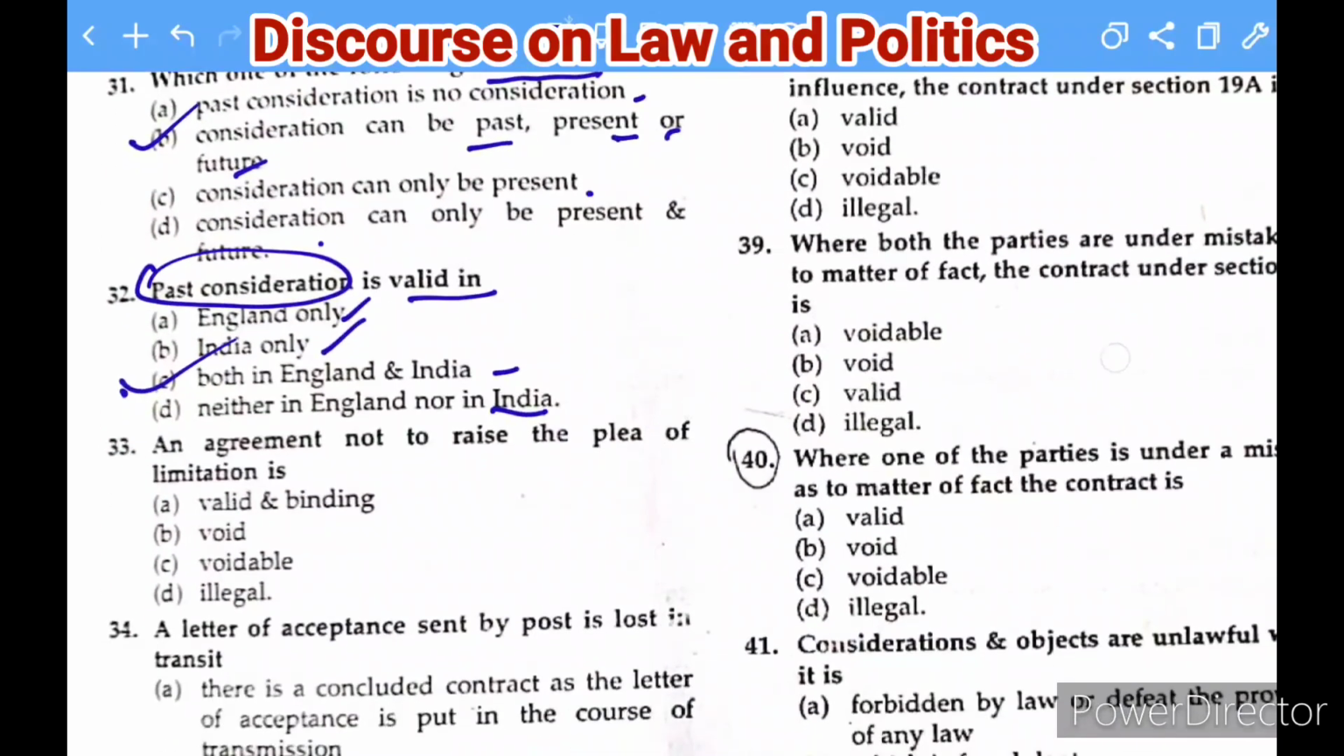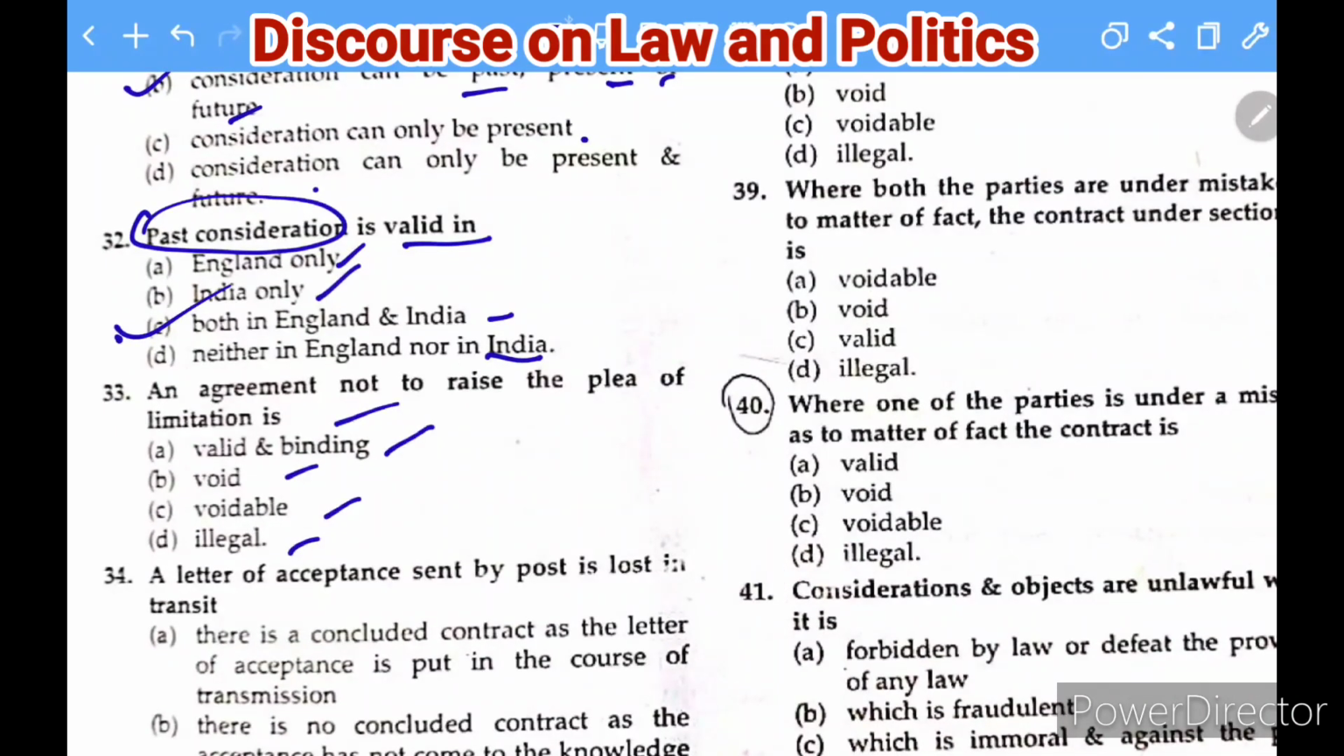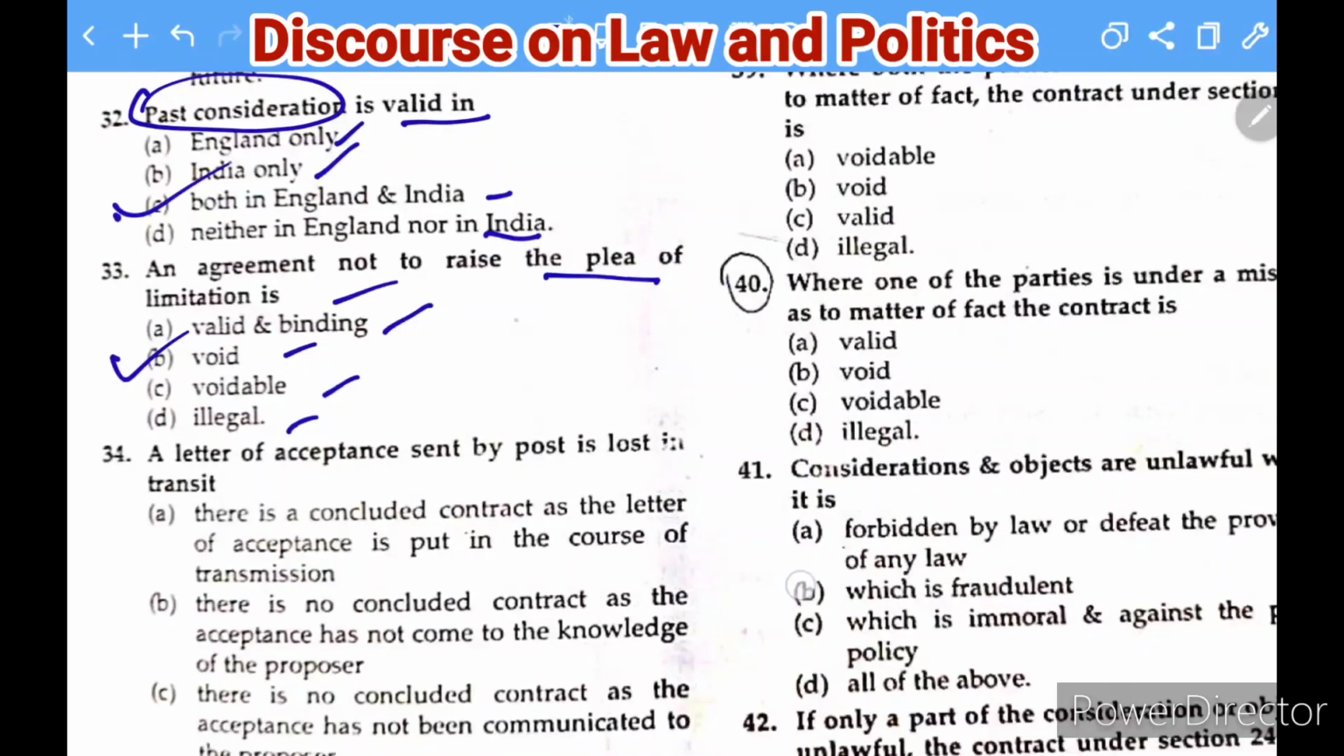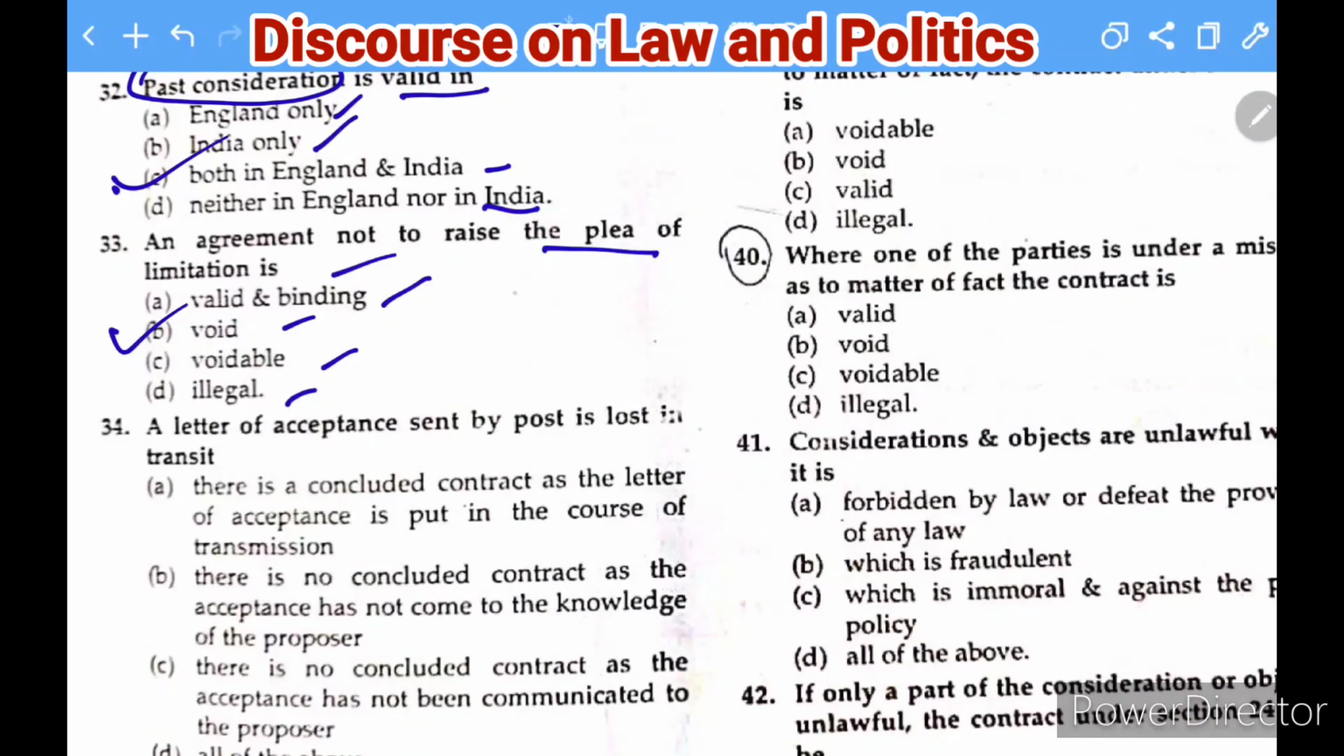Moving to the next question, question number 33. An agreement not to raise the plea of limitation, is it valid and binding, void, voidable, or illegal? So give your answer. Waiting for your response. Give your answer through the chat box. Yes, you are right. The answer is void, because you can't make an agreement that puts a restriction on someone so that they can't raise the plea of limitation.